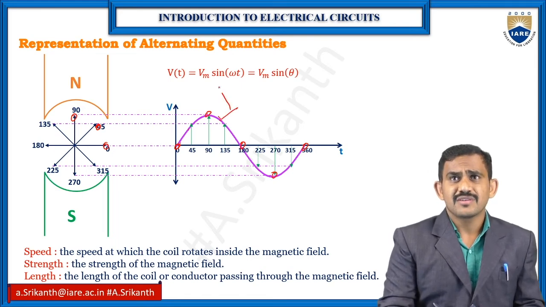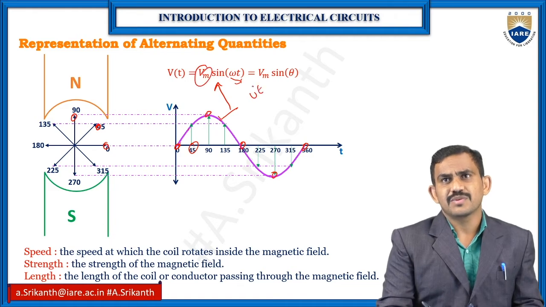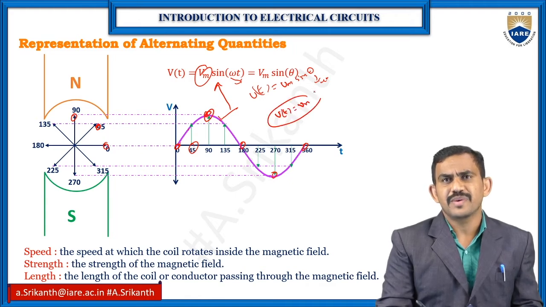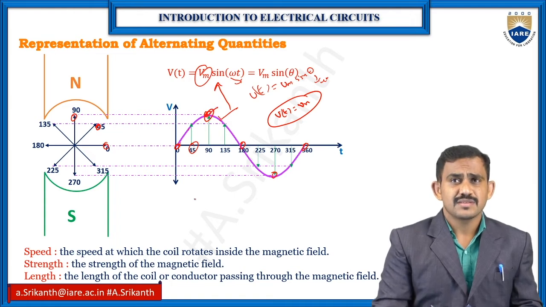For this sine wave, this is the equation. If we substitute the values at 45, we will get Vm sine theta. So V of t, suppose at 90, at 90 means Vm sine theta with theta equal to 90. Then sine 90 is 1, so we will get the Vm value. So the maximum peak, how much peak we have, we will get at that 90 place.